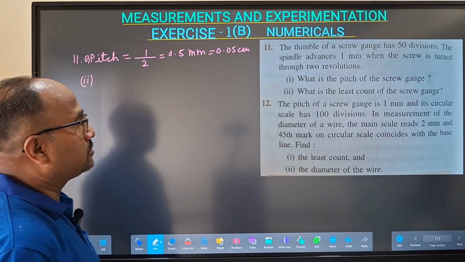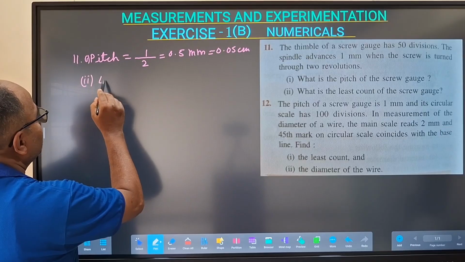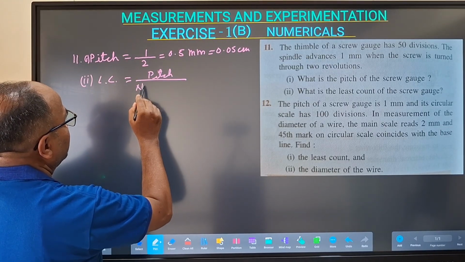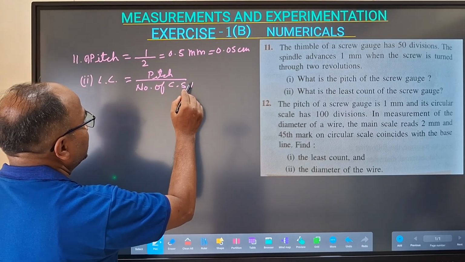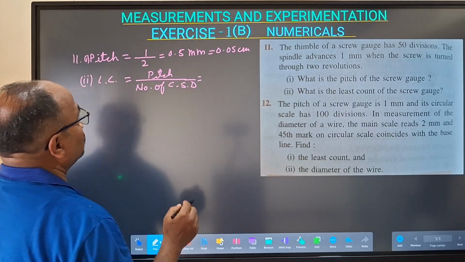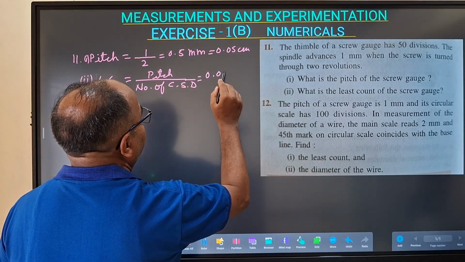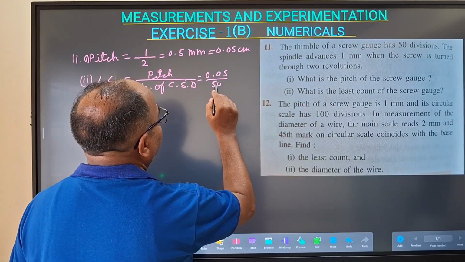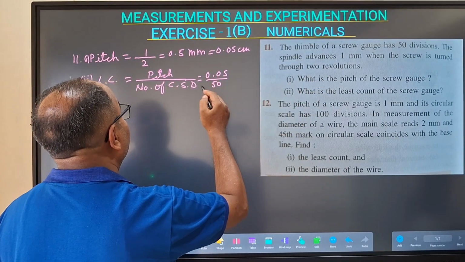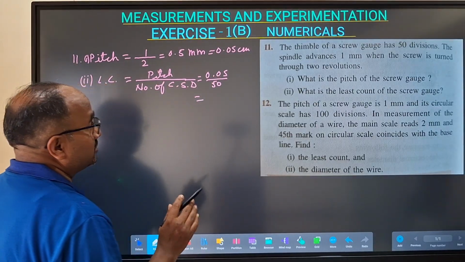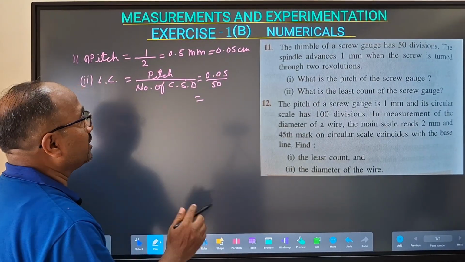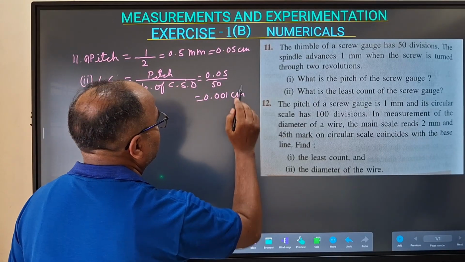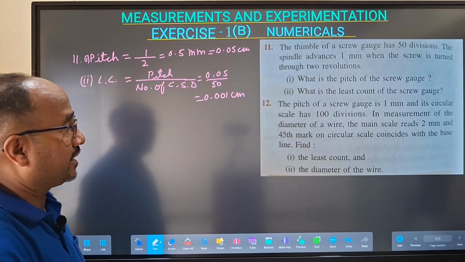Now the second one says, what is the least count of the screw gauge? So least count is equal to pitch divided by number of CSD. CSD means circular scale division. So you had here 0.05 if I am writing in centimeter, and then there are 50 divisions. Okay, so it will make the decimal move one more place back. 0.005 divided by 5 will give you 0.001 centimeter. So this is your answer for the second part.